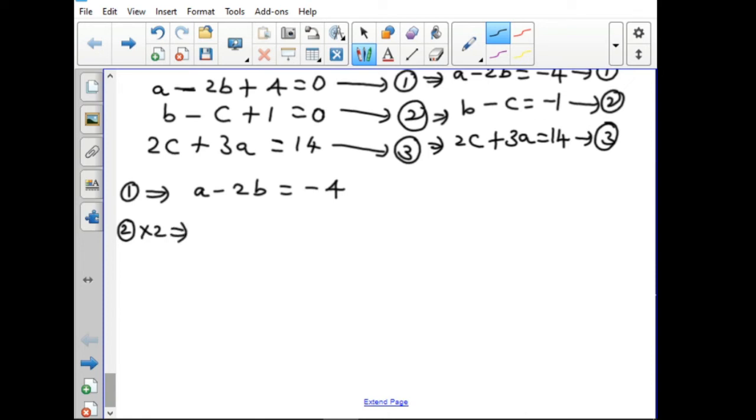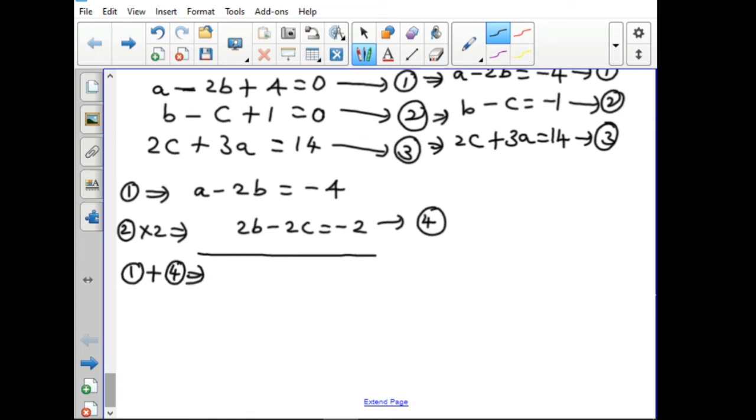So what do we get? Equation 2 is b minus c equal to minus 1. Multiplying by 2, we get 2b minus 2c equal to minus 2. So this is our equation, and we give it equation number 4. Now we have to add equations 1 and 4.